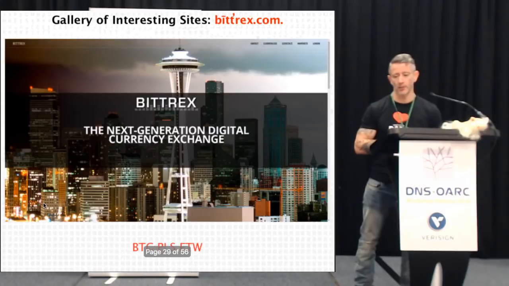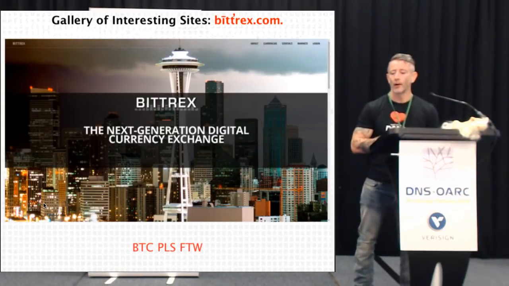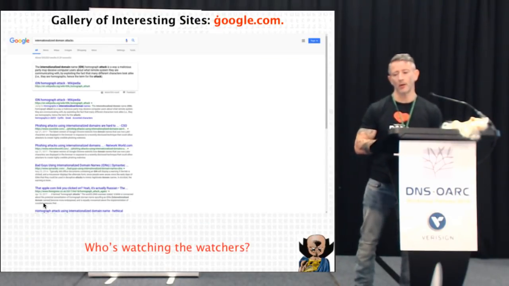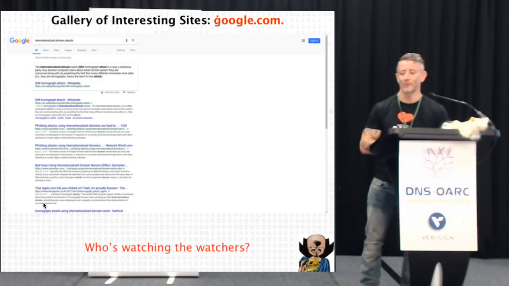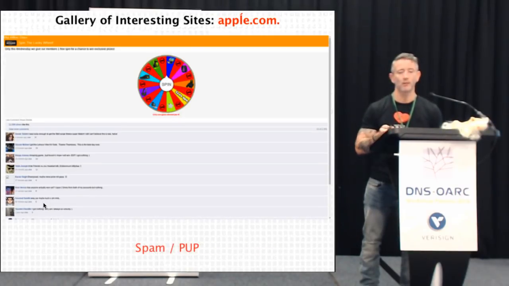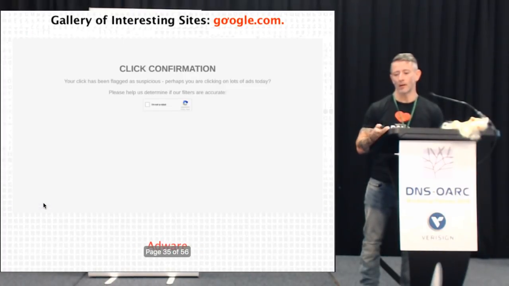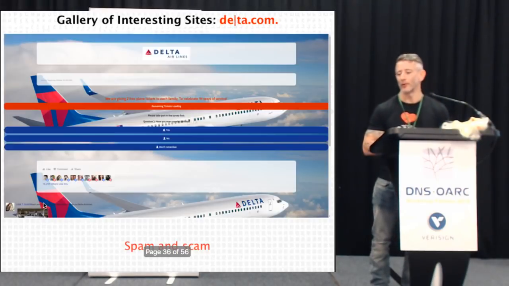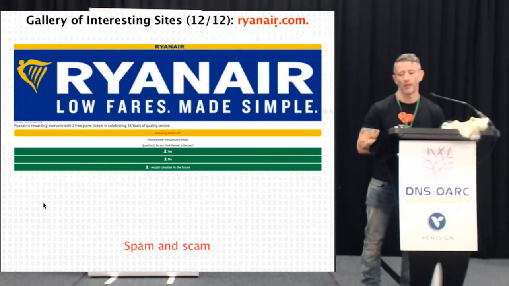I'm going to skip ahead. Bittrex phishing site we found. Again, the Coinbase ones. Found a Poloniex one. This one was always fun because this was a Google.com homograph that redirected the user to a Google search for internationalized domain name attacks. So that was kind of fun. Here's an Amazon one. Apple, this is just a pop-up installer. This one is an adware installer. They want you to just click there, please. Just click. Nothing bad will happen to you. Again, I mentioned the free ticket scam. Delta, EasyJet, and Ryanair were all observed in the IDN space.